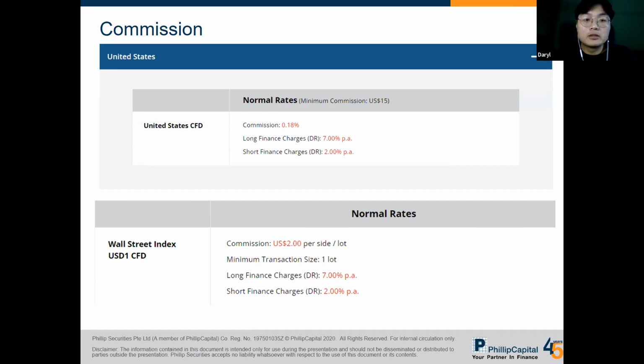For indices, like the Wall Street Index, it is quite simple. Per side, $2. If you enter 4, it means you will pay $4. Do note that different countries have different commission charges, and also different indices have different charging rates. So you can see our website to know more about it.